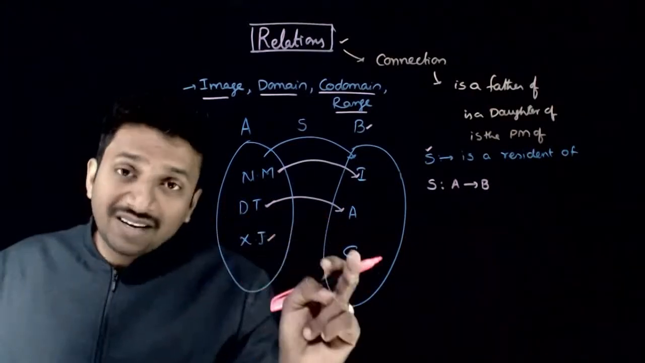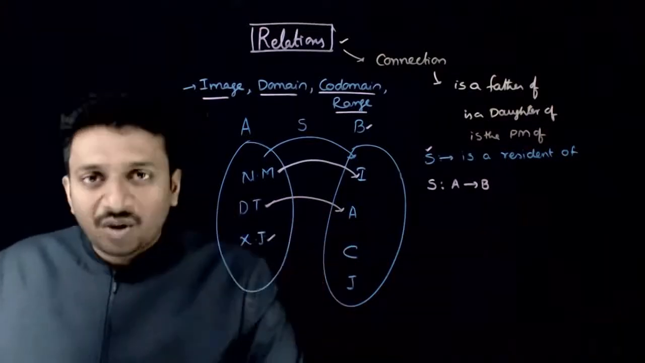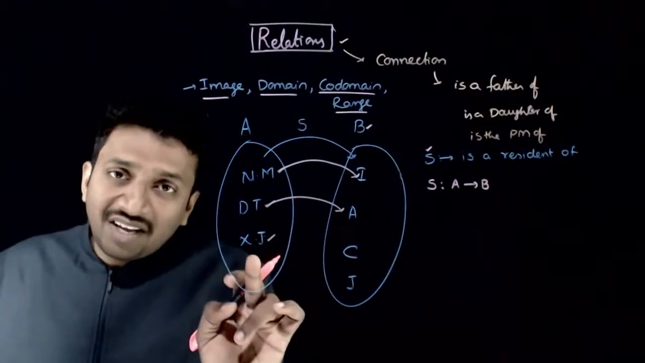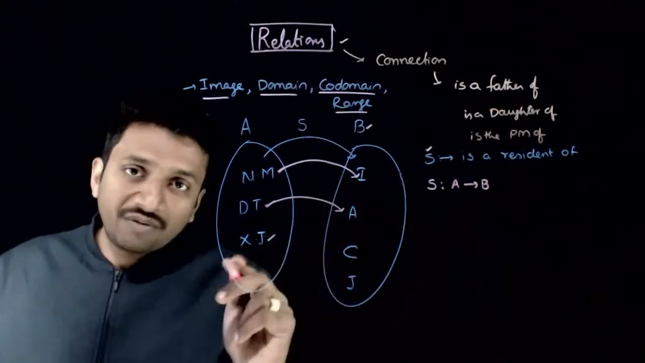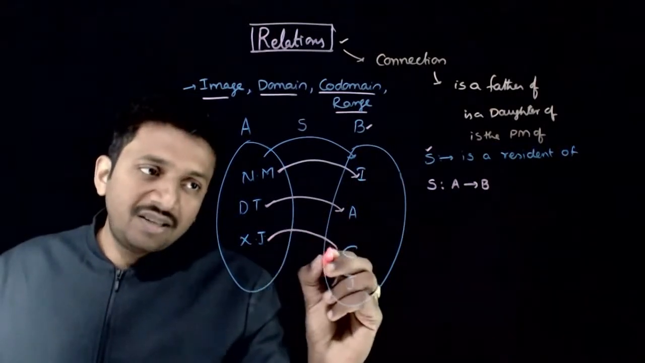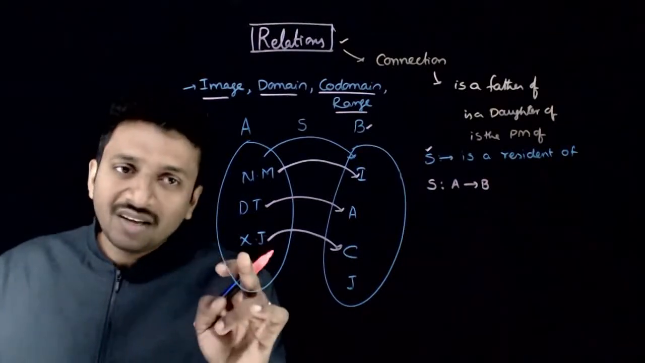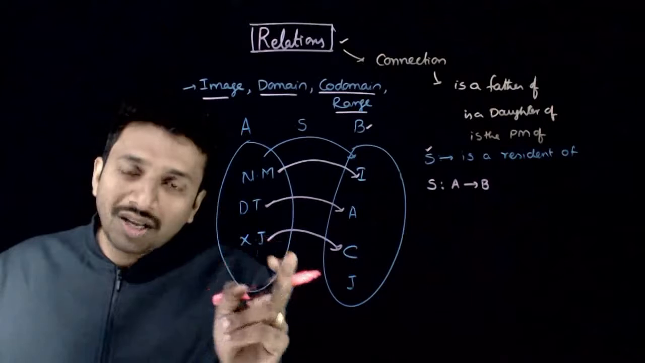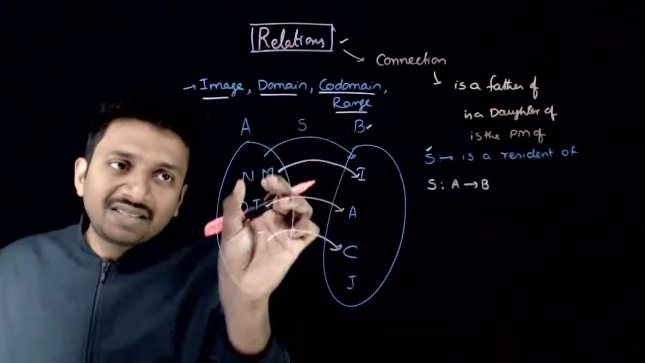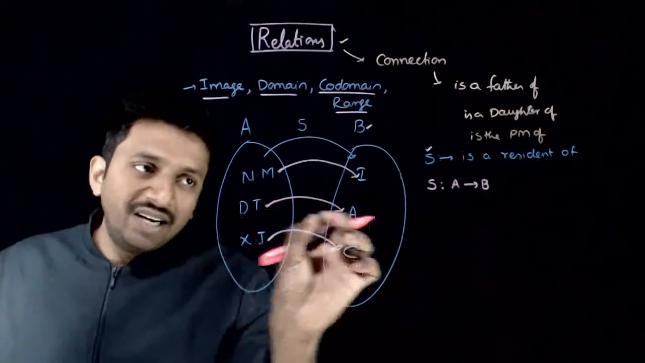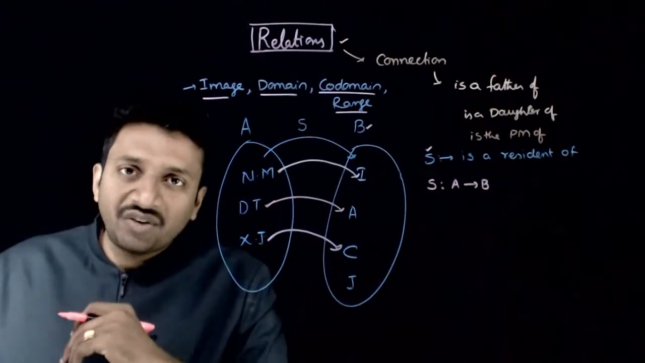And Donald Trump, is he a resident of China? No. So these two will not be connected. And Xi, is he a resident of India? No. He is not a resident of America. He is the president of China, so he should be a resident of China. And he is not a resident of Japan. So this S relates NM to I, DT to A, XJ to C. So these are the 3 connections that we make.